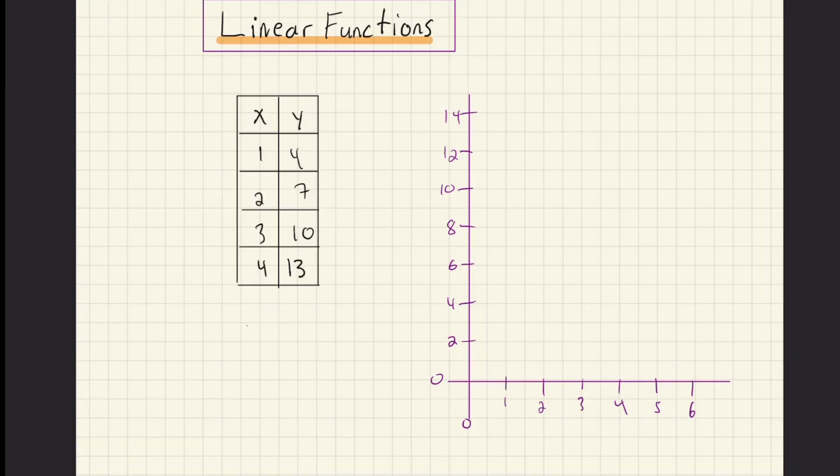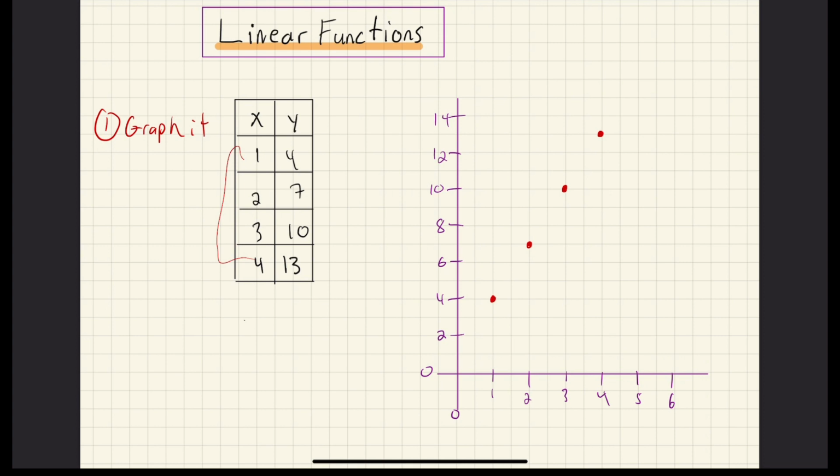Okay, so let's determine whether this table of values represents a linear function or a nonlinear function. So the first thing that I would say to do whenever you get a table of values is to graph it. Because remember, one of the properties of a linear function is that you should have a straight line. So we're going to plot these points here onto this graph, and then let's see what it looks like. So I've plotted my points now, and if I connect the dots, I should have a straight line. So it passes the graph test.